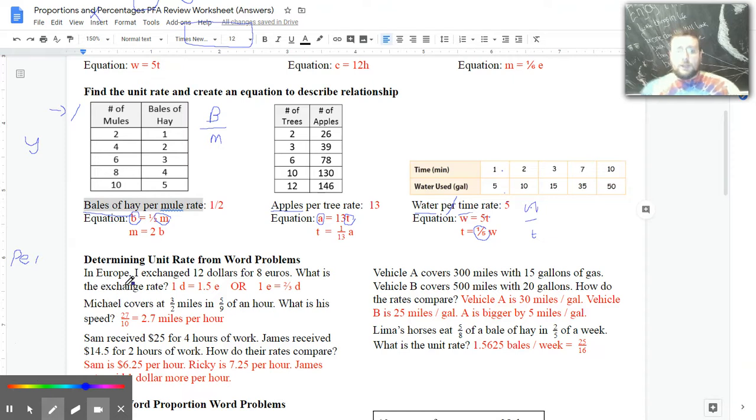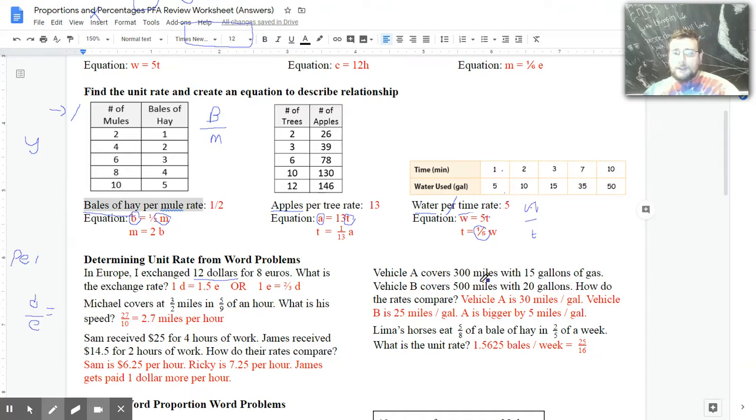So here, for example, in Europe, $12 per 8 euros. What is the exchange rate? So you could do dollars per euros, and you get that answer. And that would be 12 divided by 8, right? Which would give you 1.5. But because you listed the dollars first, you put the dollars on the left side of the equation and the euros on the right. Technically, the opposite equation would work as well, and then you would get this version of it. Either one could work on the problem, but it's most likely going to be in the order that is given to you.